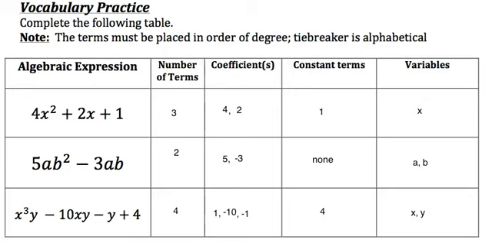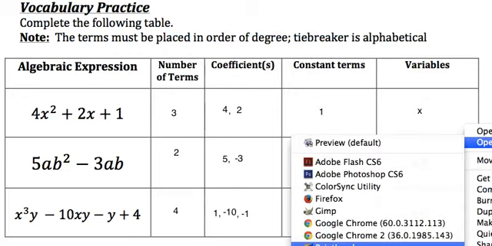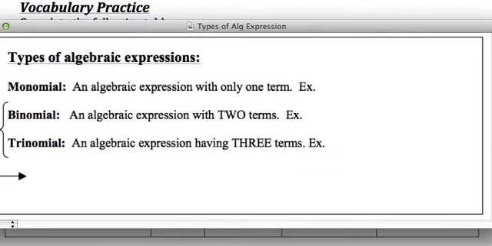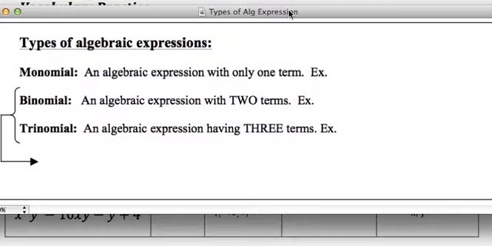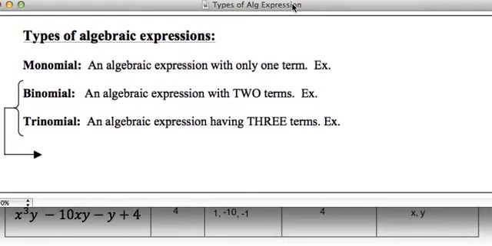Now, a little bit further down the page that you're looking at, you'll see this box that needs filling in. And this is just so you know the different types of algebraic expressions. An algebraic term on its own can be an algebraic expression. If you have an algebraic expression that's only got one term, then you call it a monomial.